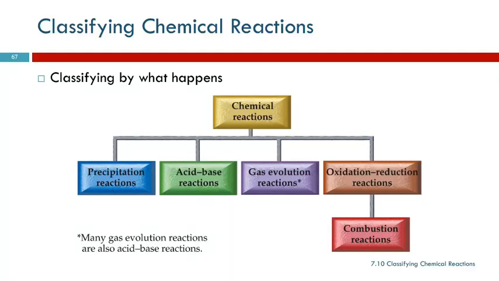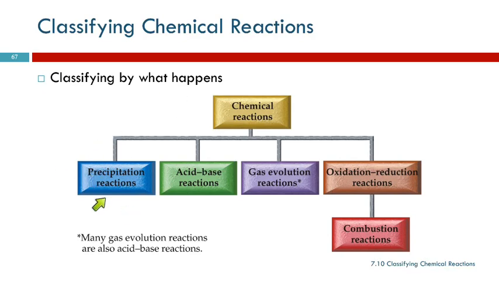So we've learned how to predict the products for precipitation reactions, for acid-base reactions, for gas evolution reactions, and for certain combustion reactions. In addition to that, if I give you an equation, you need to be able to tell me what kind of a reaction it is. So there's two different ways of classifying chemical reactions. One is by looking at what happens.